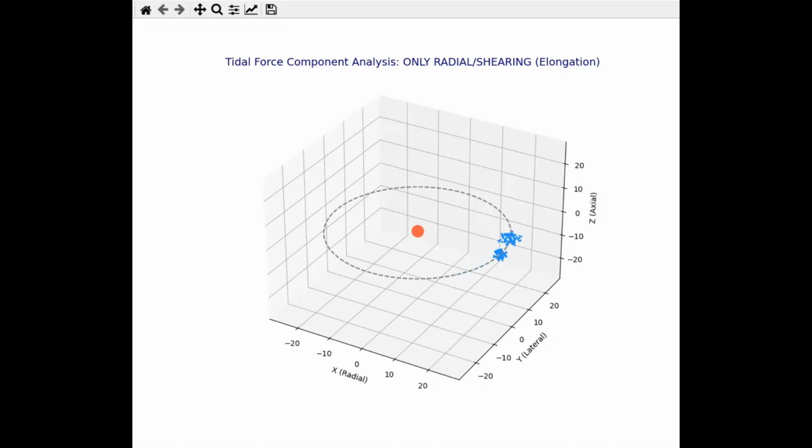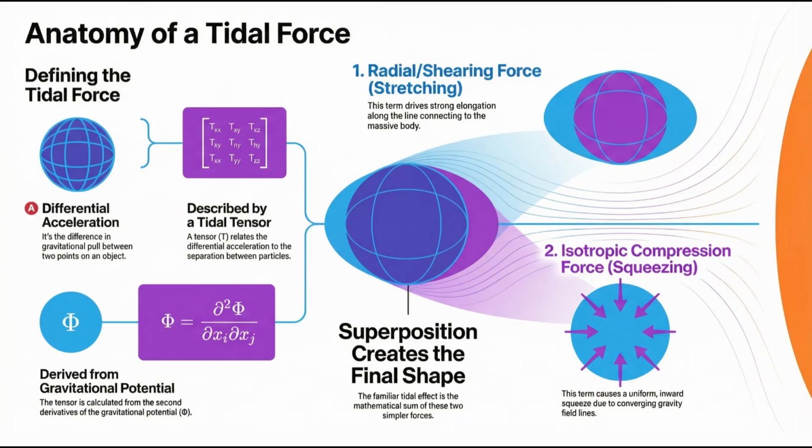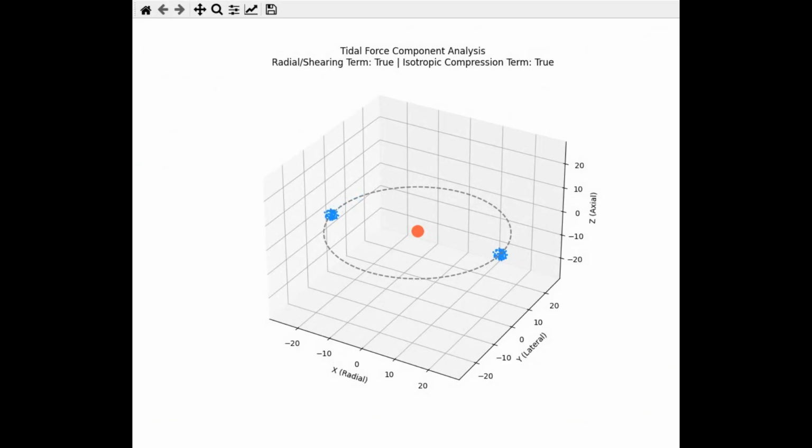First, that stretching and compressing we associate with tides, it's not just one thing. It's actually two different forces working together. You've got one part, the shearing term, that's responsible for the stretching, literally pulling things apart. But then at the same time, there's a second part, the compression term, that provides this uniform inward squeeze all around.